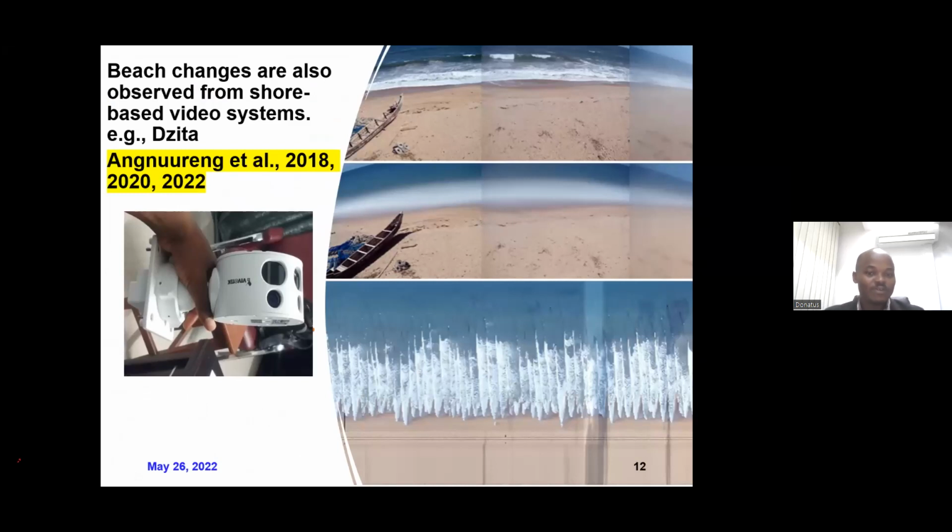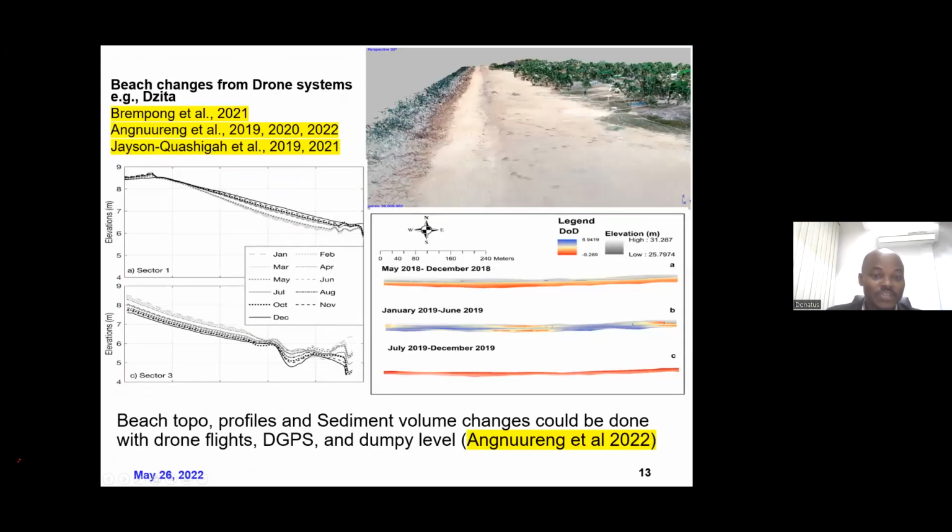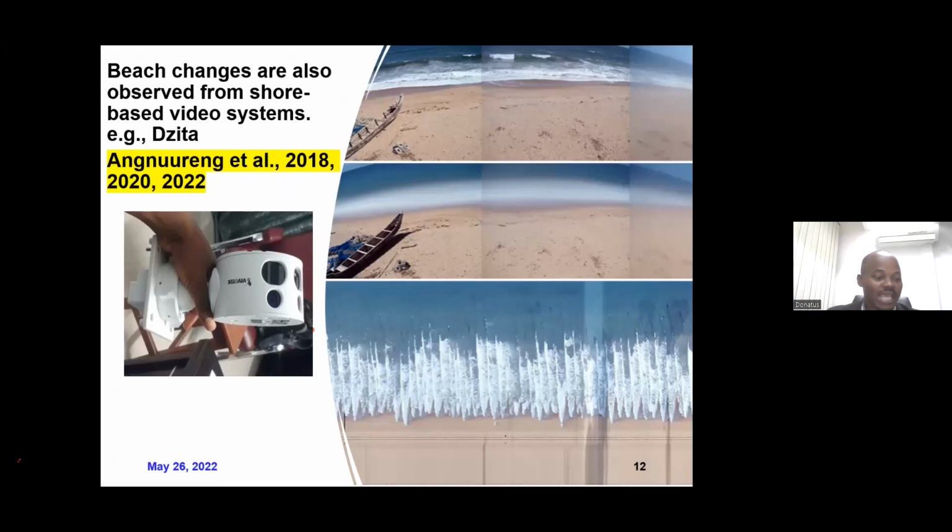In Ghana, we have also been using video cameras. Previous slide, please. We have already installed three video cameras on three different beaches. And this approach, I must say, is a very useful approach. It gives us very high quality data.